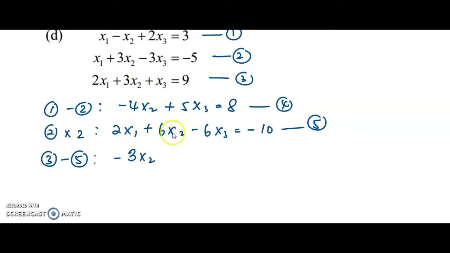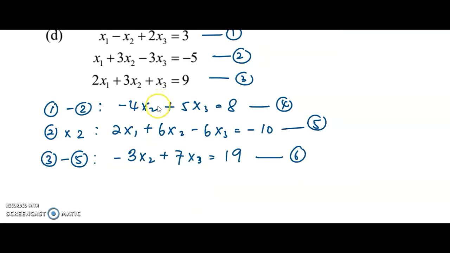Okay, 3x2 minus 6x2, you got negative 3x2. x3 minus negative 6x3, you have positive 7x3, and the constant is 9 minus negative 10. That will be positive 19. Okay, then I'll name this as equation 6.